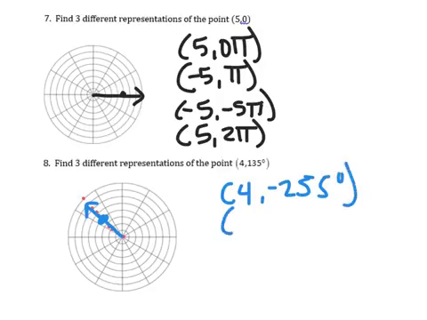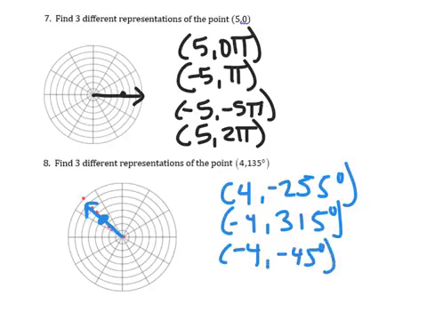If I think about the opposite direction, if I kept going the other way, this is 315 degrees. So if I want to use the 315 degrees to go this way, we're going to put negative 4 comma 315 degrees. Negative just means you're going in the opposite direction. Instead of calling this 315 degrees, I could also call it negative 45. So I could call this negative 4 comma negative 45 degrees. And those are some other ways to represent those points.